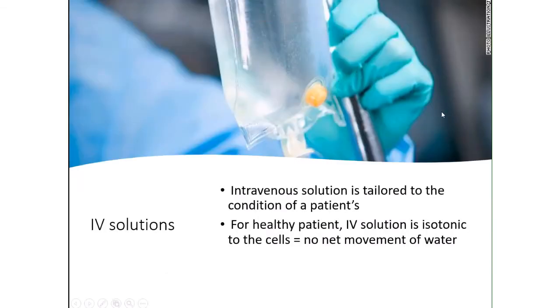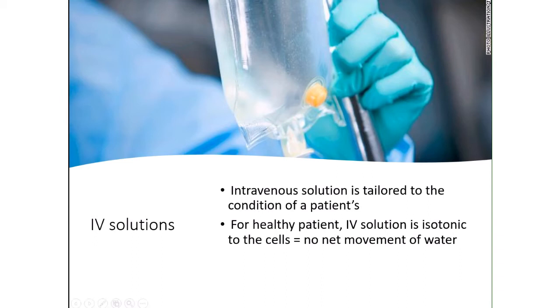Let's take a moment and look at IV solutions. IV solutions are intravenous solutions that are given to the patient through a needle, right? And these IV solutions are actually tailored to the conditions of a patient. So for healthy patients, the IV solution is of course isotonic to the cells.